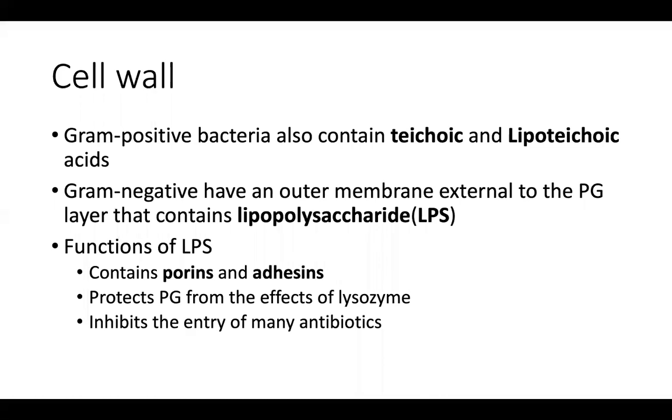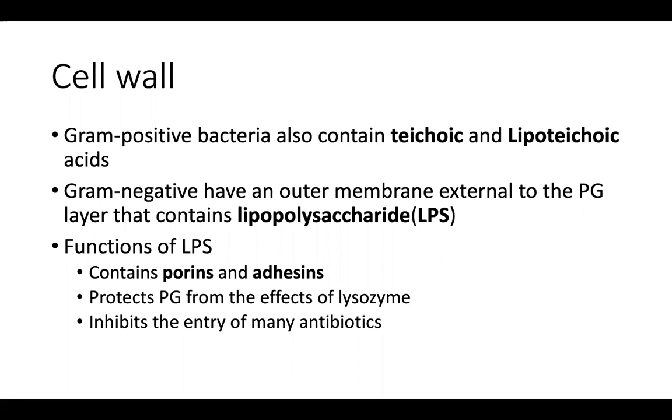Now, in addition, remember we said that gram-negatives have a thin peptidoglycan layer, and this is because they have an extra layer covering the peptidoglycan layer, and this is referred to as the outer membrane. The outer membrane contains a very important component in gram-negative bacteria, which is referred to as LPS. LPS is lipopolysaccharide. Why is it so important? What are the functions of LPS?